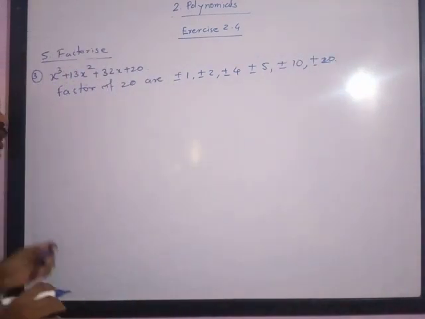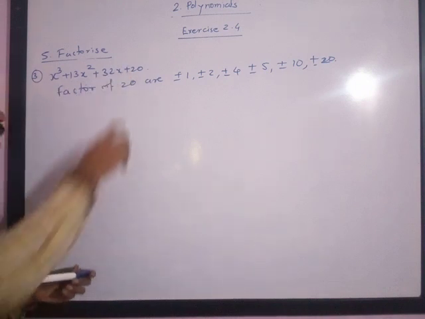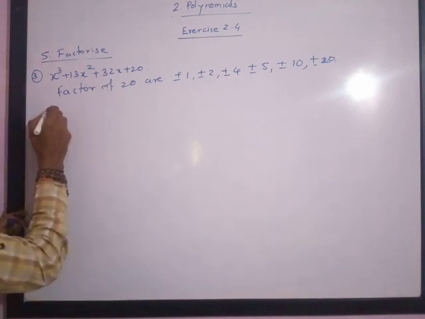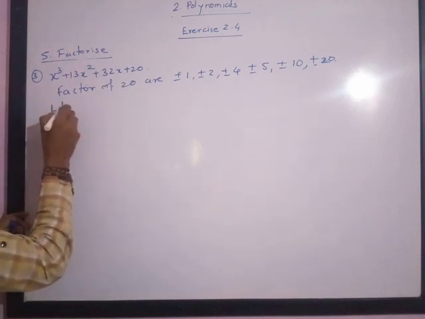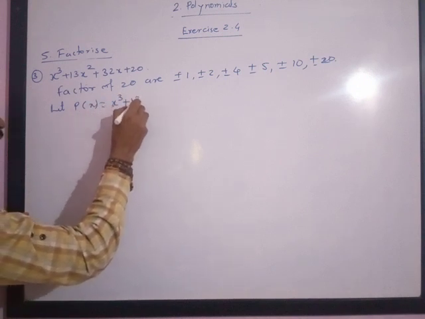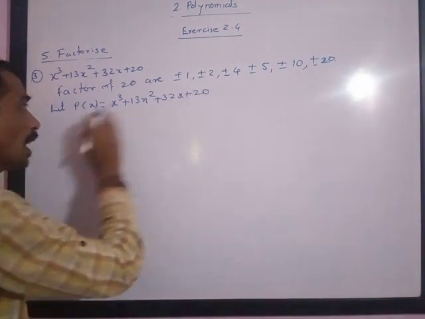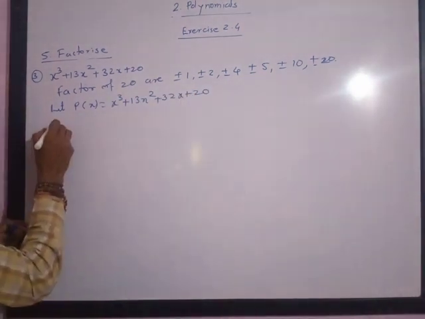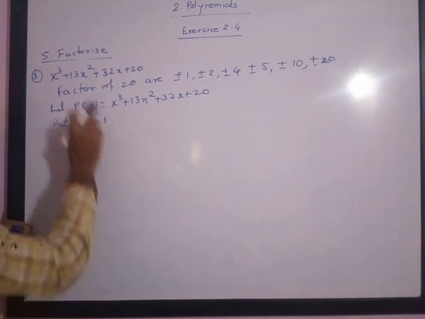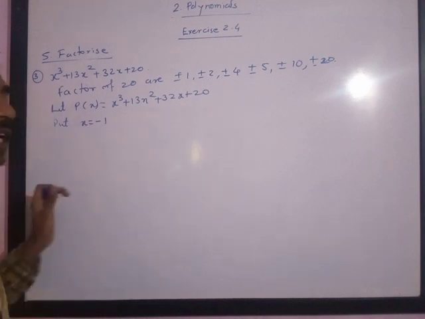Let us put first x equal to... now see, all are positive terms. If we put positive 1, we will never get 0. So we will put negative 1. Let the given polynomial be p of x equal to x cube plus 13x square plus 32x plus 20, so writing will be easy for us. Put x equal to minus 1. Why minus 1? The reason is all are positive terms. We want this answer to be 0, so we are going for the negative values.